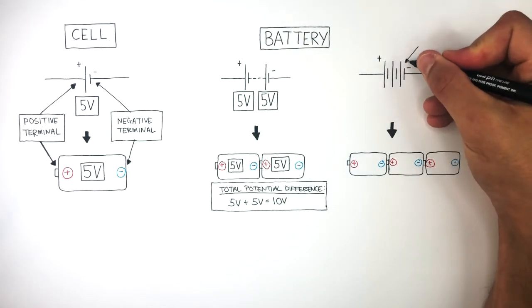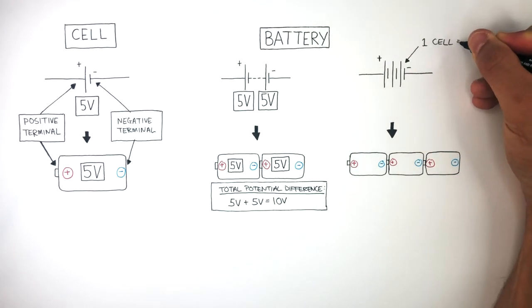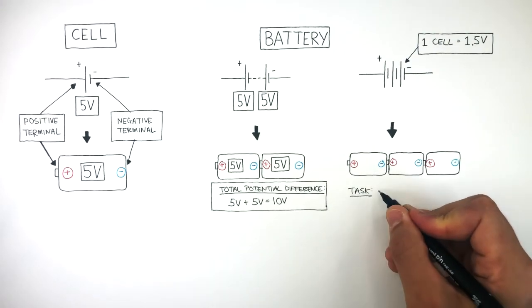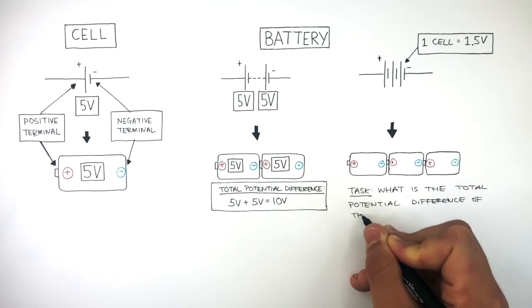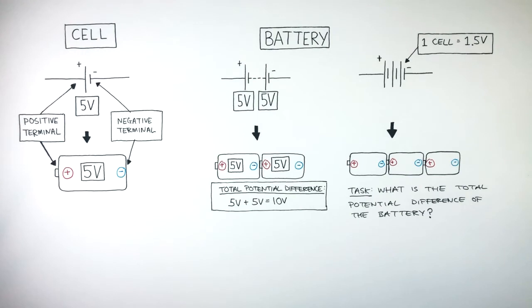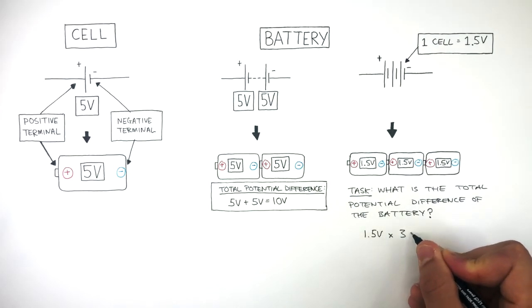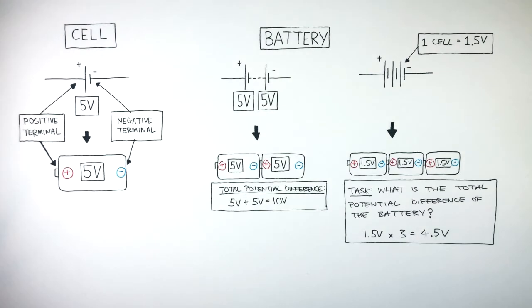So in this example, 1 cell has a potential difference of 1.5 volts. So your task is, what is the total potential difference of the battery? As there are 3 cells, each cell has a potential difference of 1.5 volts. Therefore, we write 1.5 volts times 3. This equals 4.5 volts. The total potential difference across this battery is 4.5 volts.